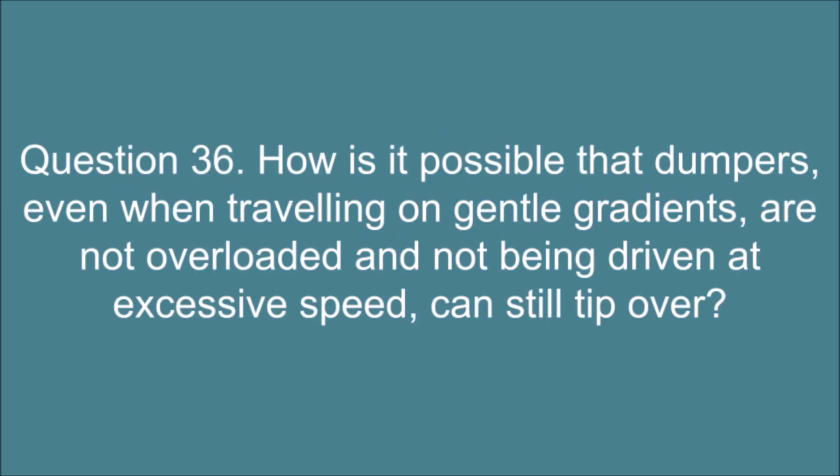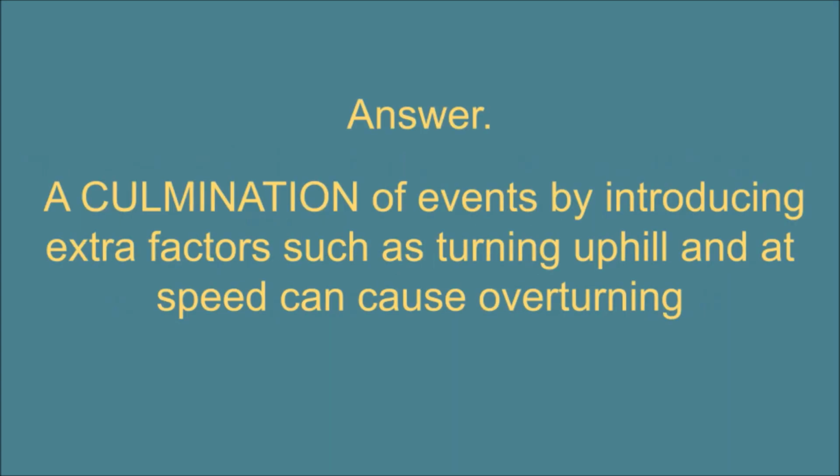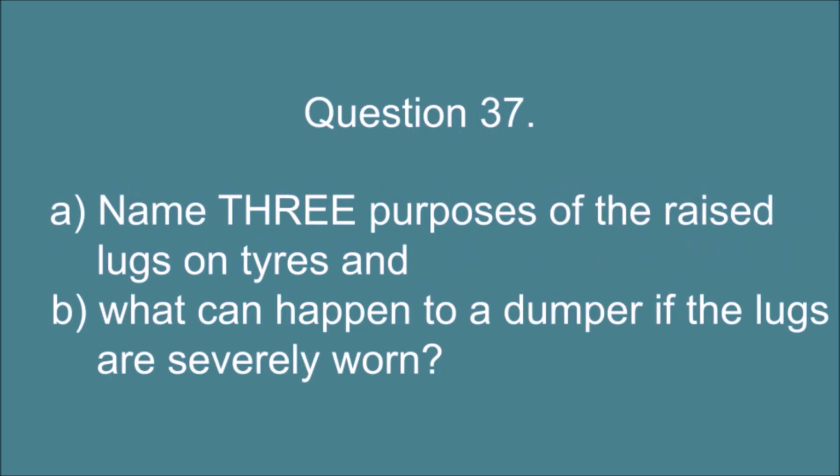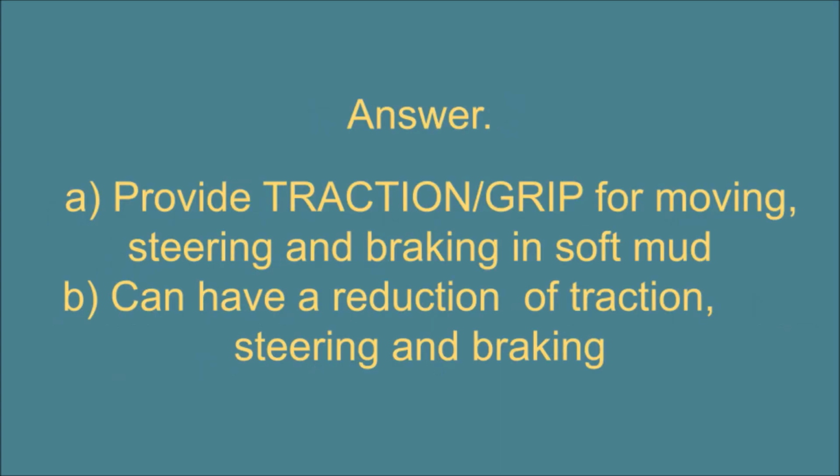Question 36. How is it possible that dumpers, even when traveling on gentle gradients, not overloaded and not being driven at excessive speed, can still tip over? Answer: a culmination of events, introducing extra factors such as turning uphill and at speed, can cause overturning. Question 37. A. Name 3 purposes of the raised lugs on tires. B. What can happen to a dumper if the lugs are severely worn? A. Provide traction, grip for moving, steering and braking in soft mud. B. Can have a reduction of traction, steering and braking.